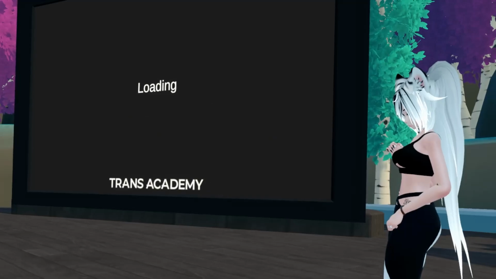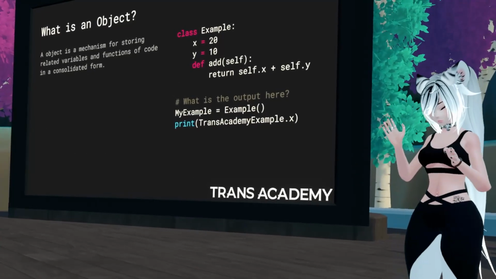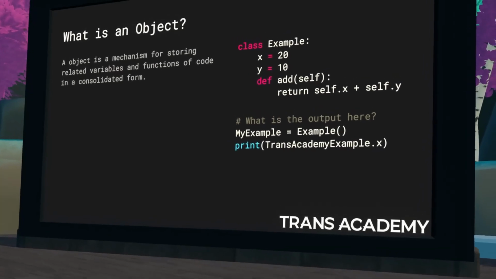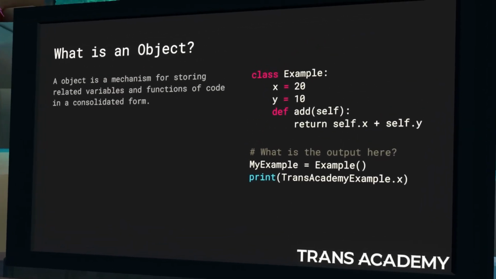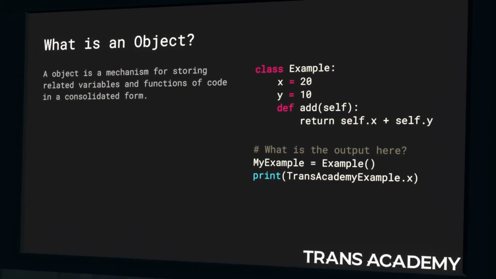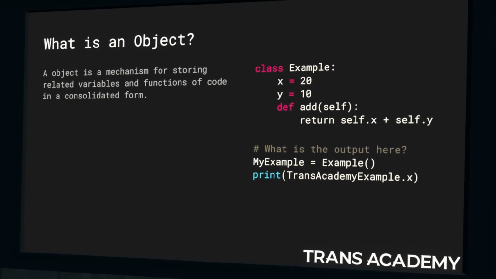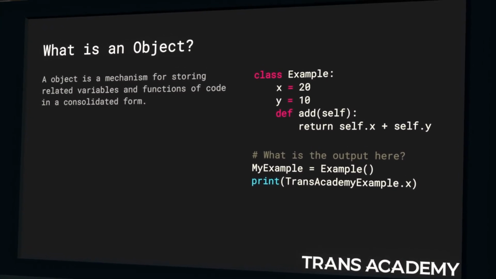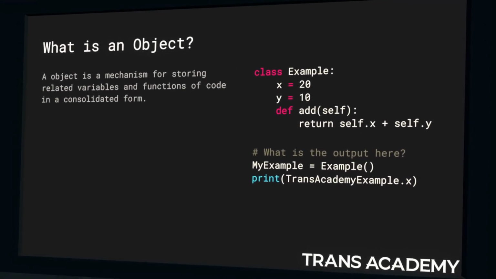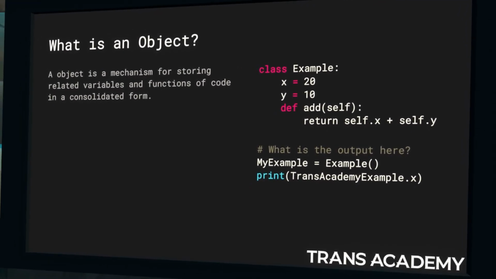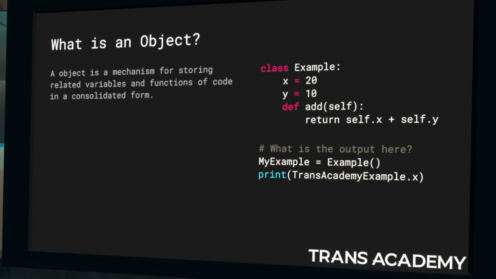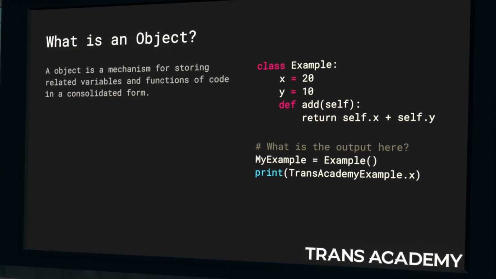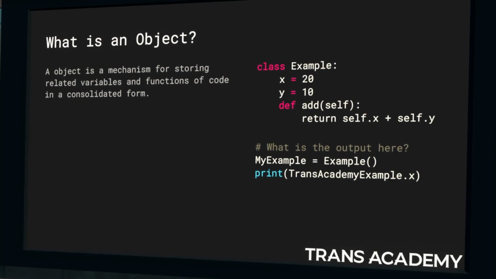Okay. Let me, I guess, show an example real quick. I'm probably going to end up using the term class and object somewhat interchangeably during this. Not exactly the same thing, but close enough for the purposes of our conversation here. So, what is an object? An object is a mechanism to store related variables and functions, just in general program information, right?